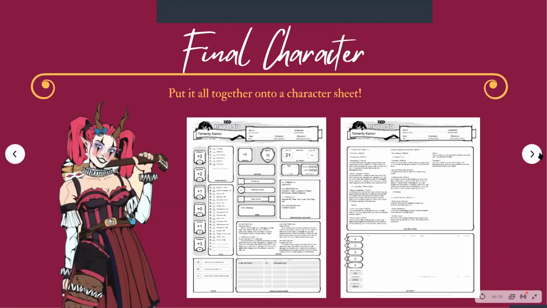Yeah, so this is an example of what a final character might look like, because once you finish, you're going to make sure you put it all together onto a character sheet. So this is an example of what a character sheet looks like. It's a little hard to see, and if you're interested in getting a PDF copy of an example of a final character sheet, we could totally upload Temerity's into the Discord.